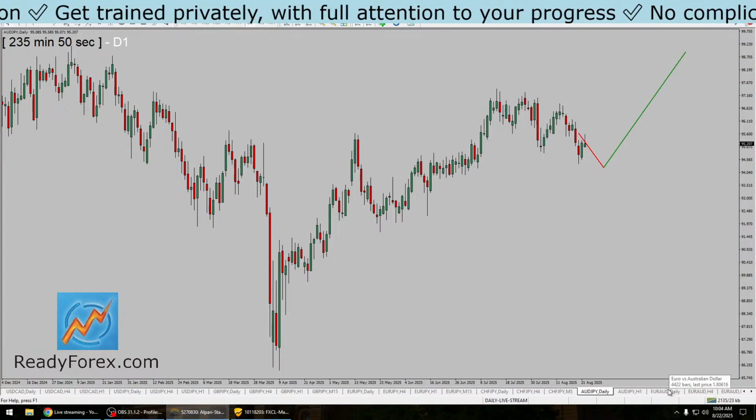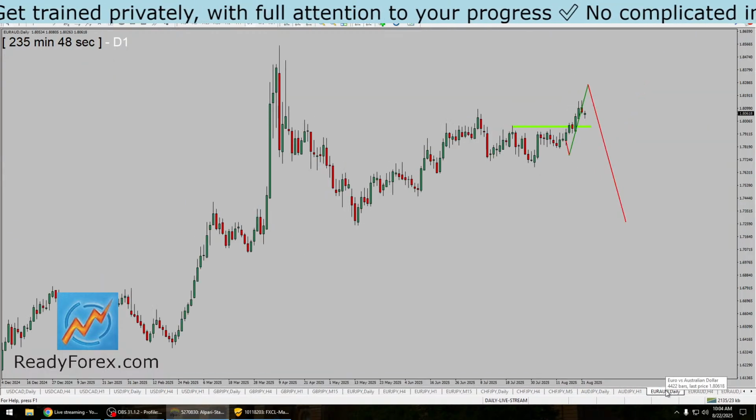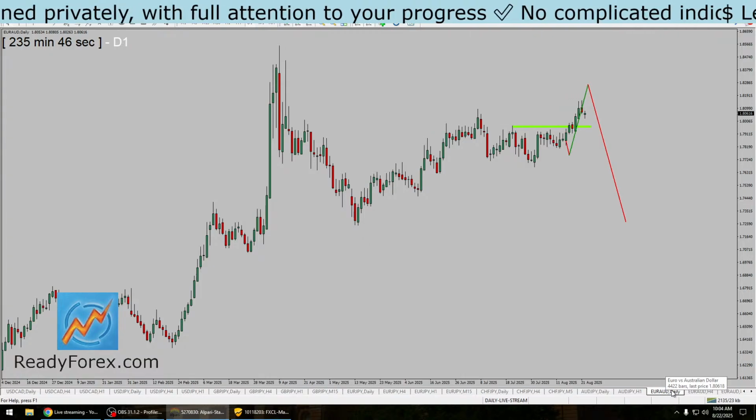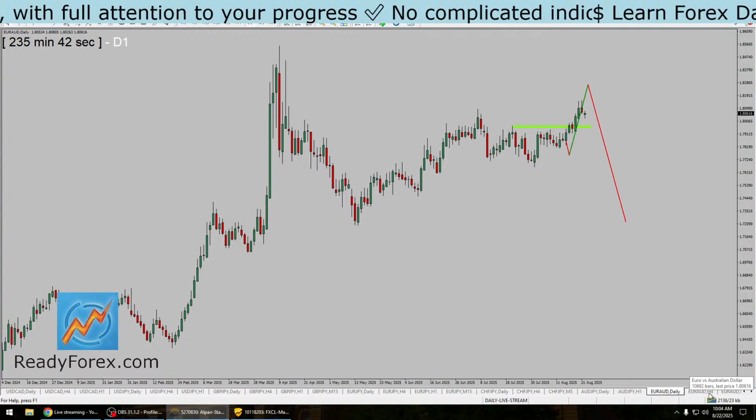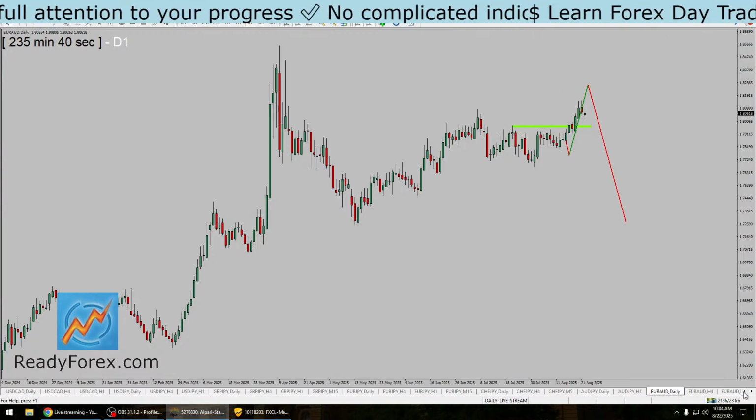Next one is the Euro AUD. Euro AUD, we got the bullish rally. I'm still waiting for a pullback. So far, no pullback, no sizable pullback, I would say.